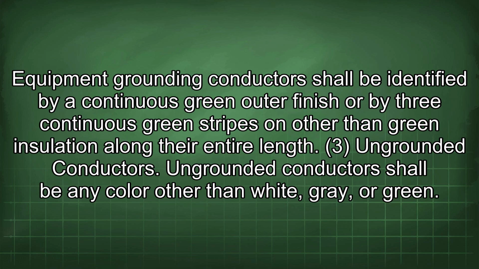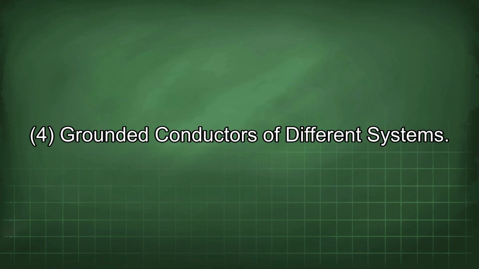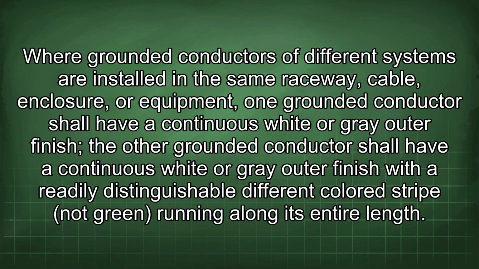3. Ungrounded conductors. Ungrounded conductors shall be any color other than white, grey, or green. 4. Grounded conductors of different systems. Where grounded conductors of different systems are installed in the same raceway, cable, enclosure, or equipment, one grounded conductor shall have a continuous white or grey outer finish. The other grounded conductor shall have a continuous white or grey outer finish with a readily distinguishable different colored stripe, not green, running along its entire length.